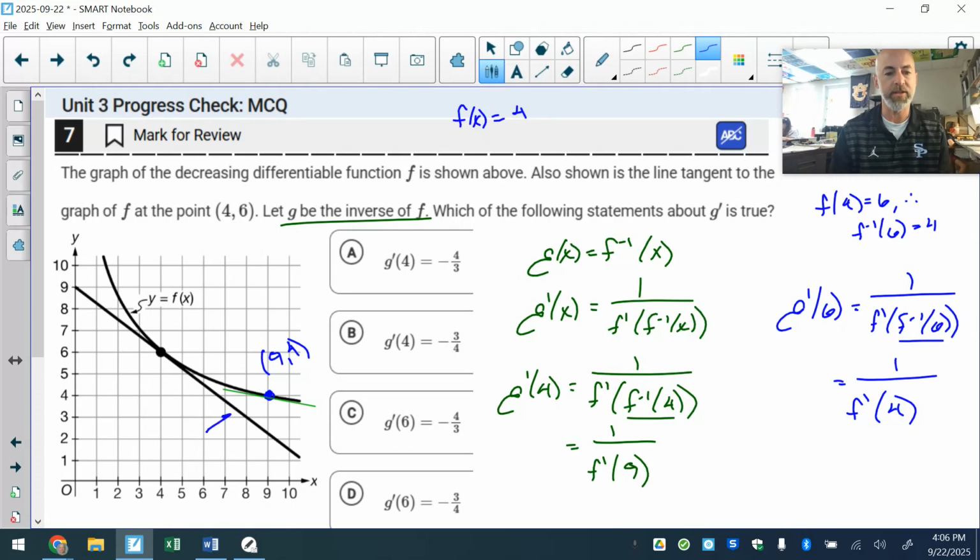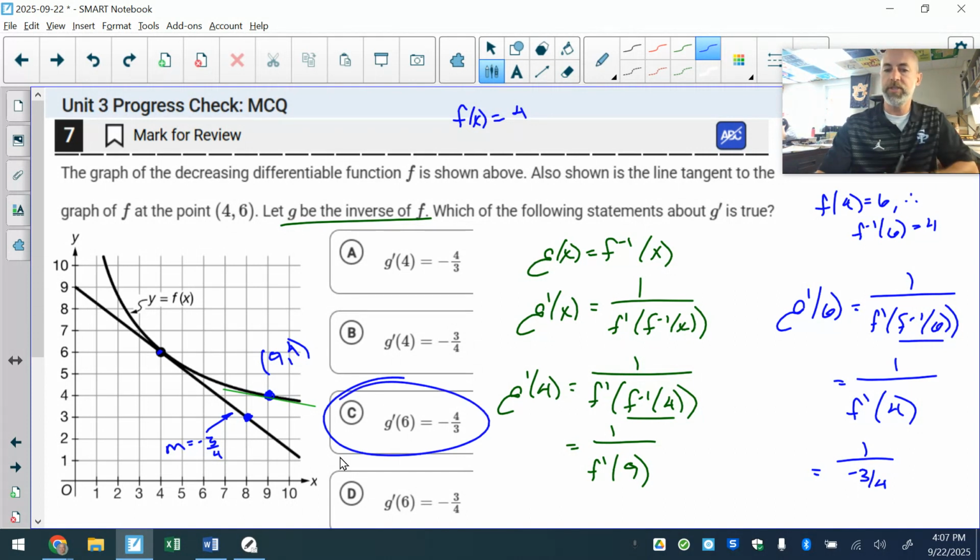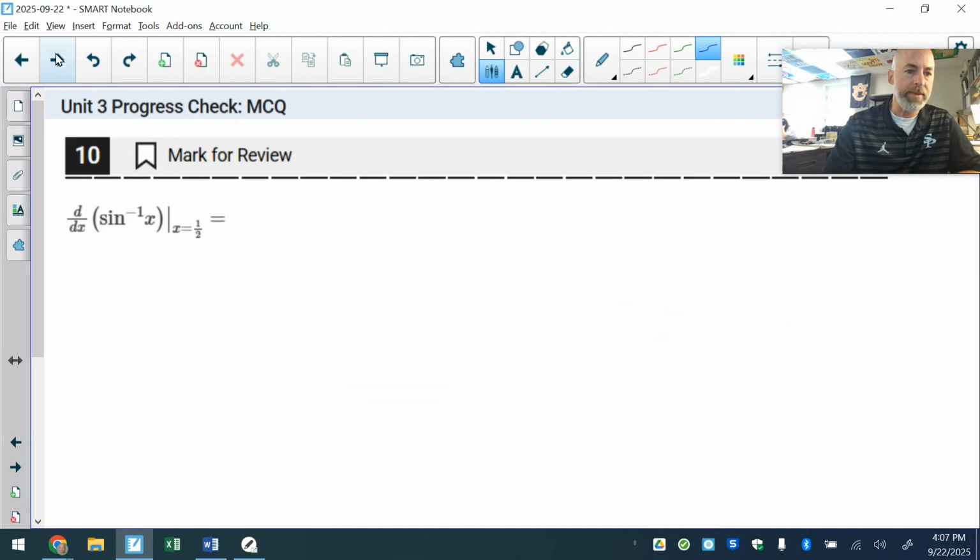The slope of this tangent line would be f prime of 4, and so I'm simply going to find two nice, clean points. There's one right there that this graph goes through, and I can count rise. We drop 3, and we run 4, so that slope is negative 3/4, and so the answer is 1 over negative 3/4, which is negative 4/3. So g prime of 6 ends up being negative 4/3, and there is your answer for number 7. Let's see, how many more do I have?